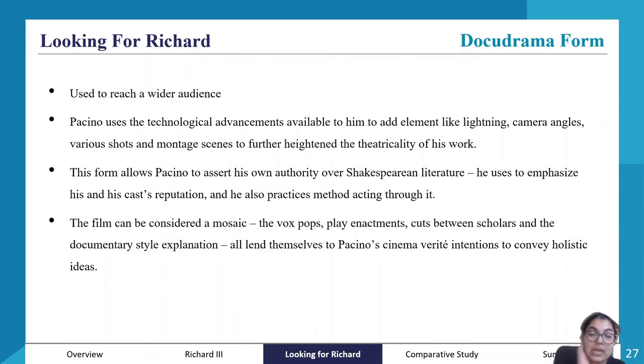And so the film can be considered a mosaic. It's this combination of the vox pops, the play enactments, the cuts between the different scholars, and the documentary style explanation. And they all lend themselves to Pacino's cinema verite form. That's his intention, to convey holistic ideas. It's not just his interpretation. He also does show people on the streets. He also does show scholars, but what he does do is kind of go, this is what the scholars say. They're probably complicating it. This is what I think. He does do that as well, on the other hand.